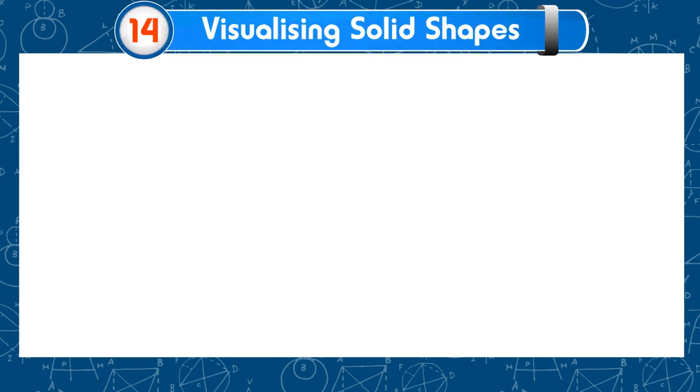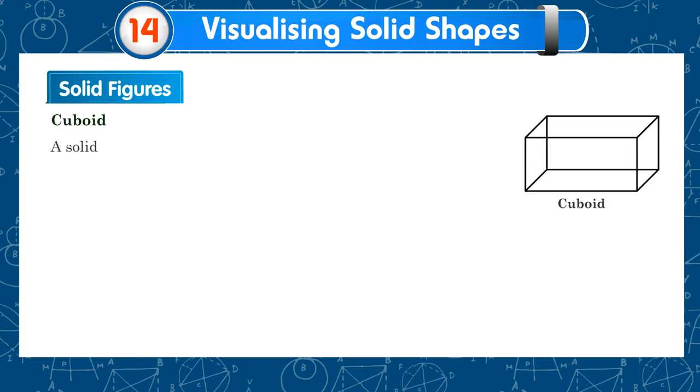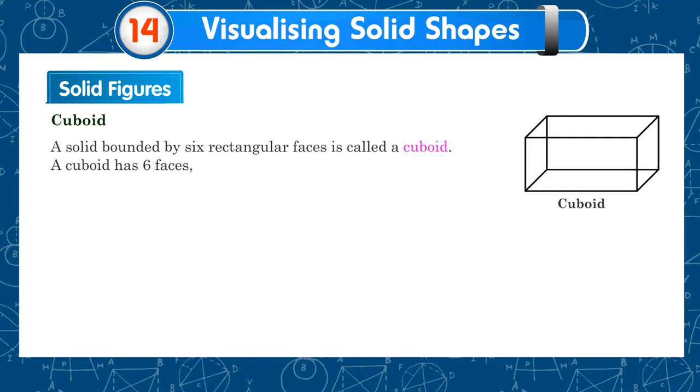Chapter 14. Visualizing solid shapes. Solid figures. Cuboid. A solid bounded by 6 rectangular faces is called a cuboid. A cuboid has 6 faces, 8 vertices and 12 edges.